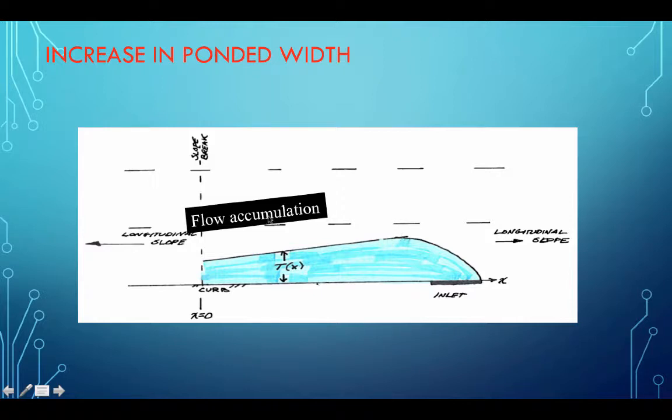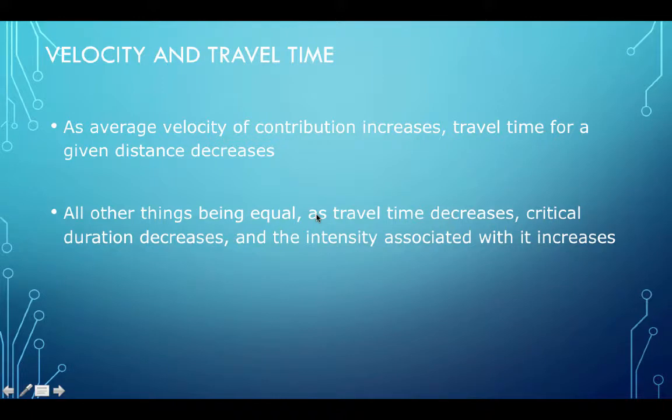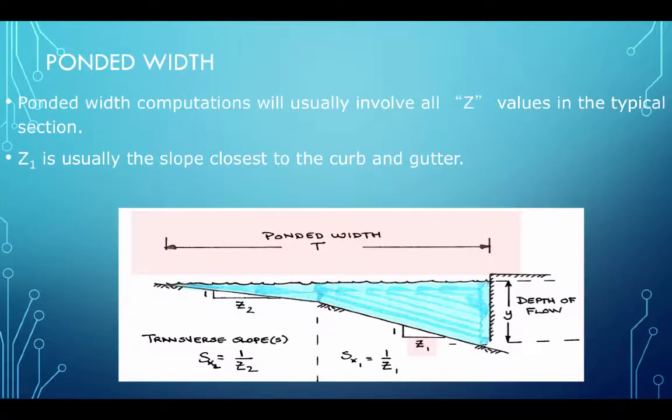And it's accumulating from flow coming from the sides. As the average velocity of contribution increases, the travel time for a given distance decreases. And other things being equal, as the travel time decreases, the critical duration will decrease, and the intensity that one would compute goes up. So controlling velocity is very important to give the system time to actually respond.